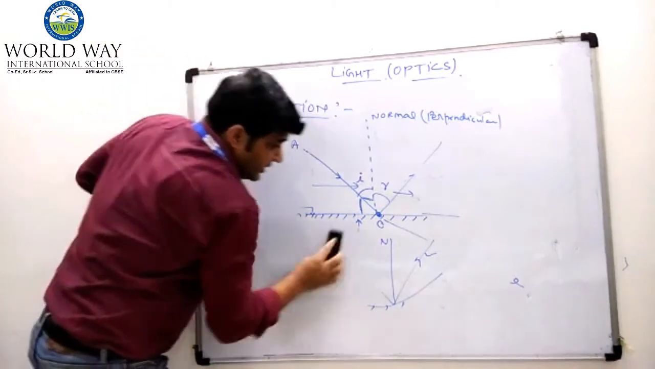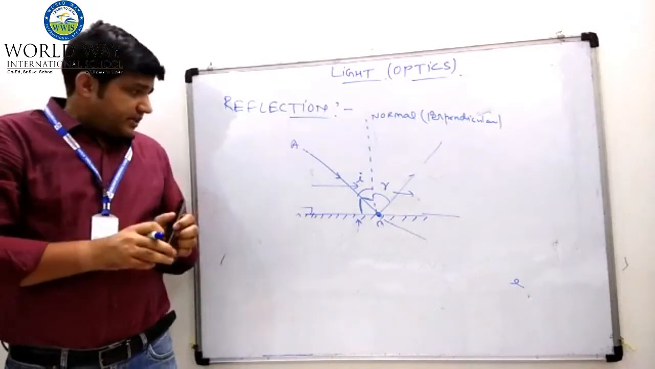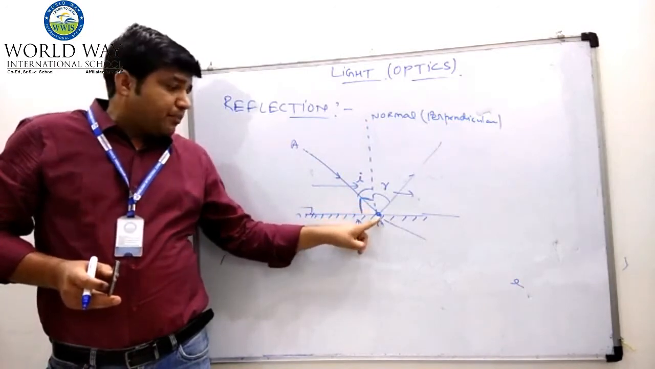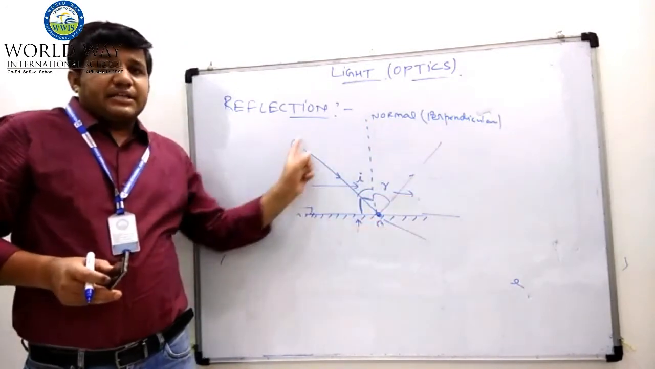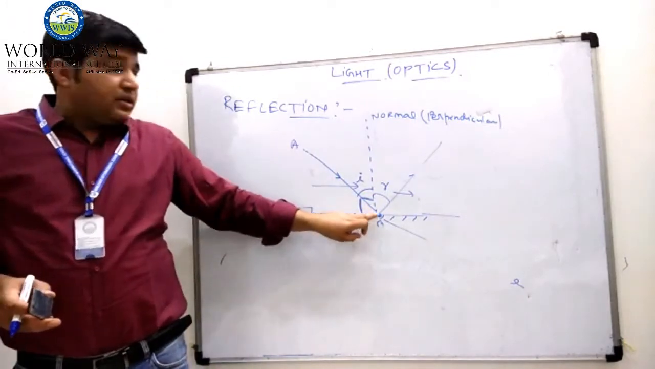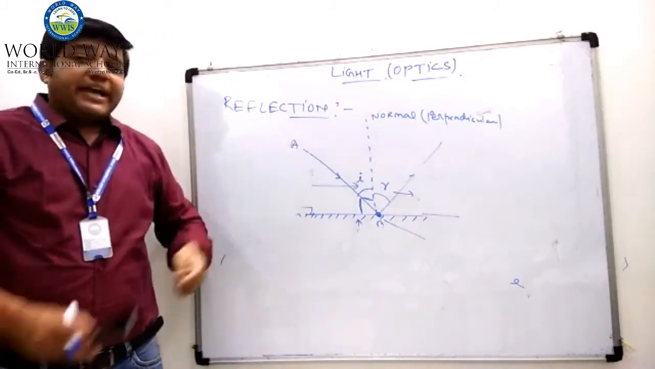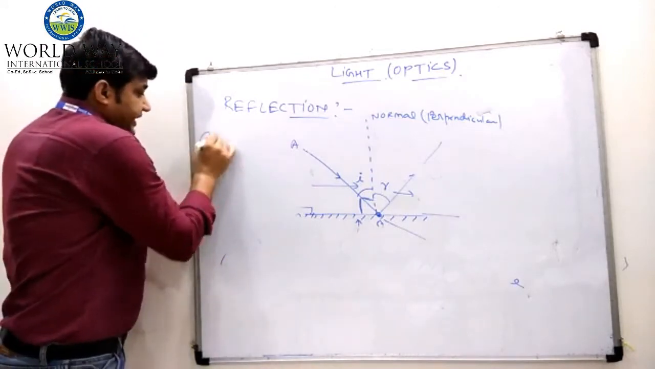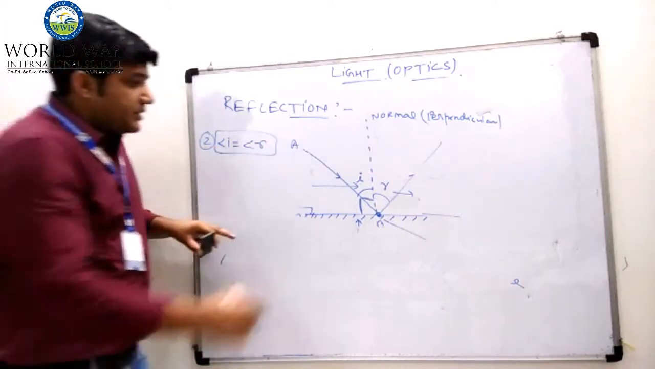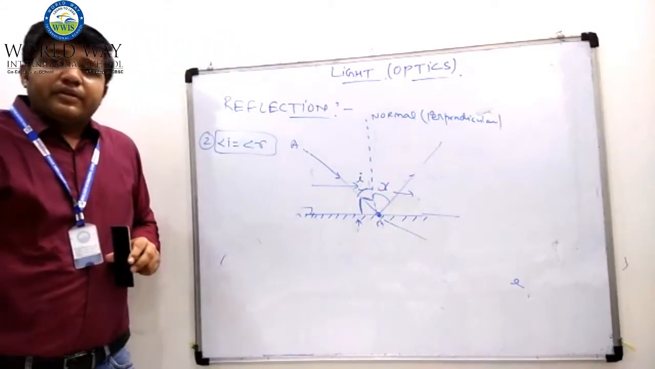On the basis of this, there are two basic principles which are followed in the laws of reflection. First, the incident ray, the reflected ray and the normal at the point of incidence all lie in the same plane. This is rule number 1, or law number 1. Second law: the angle of incidence is equal to the angle of reflection. Always.